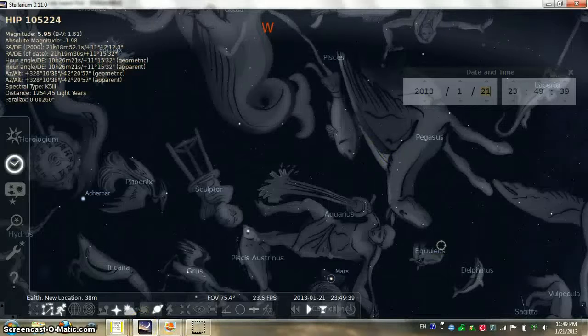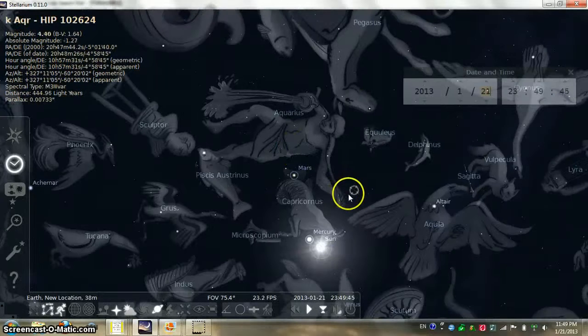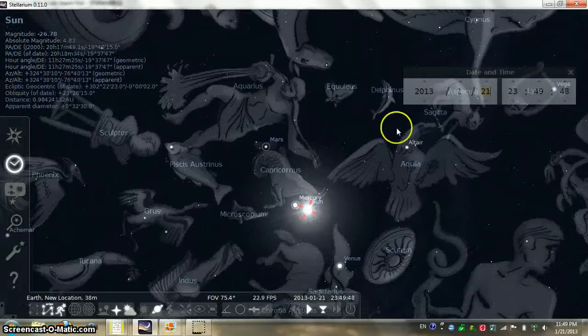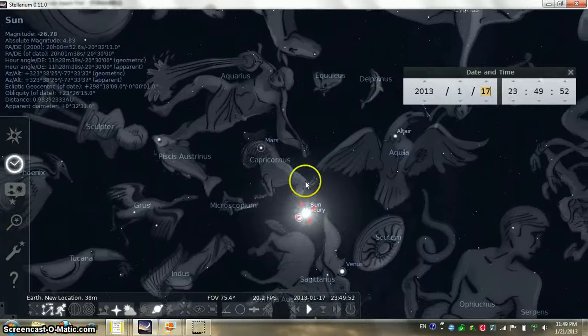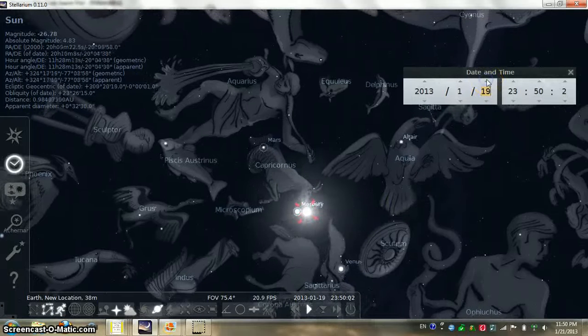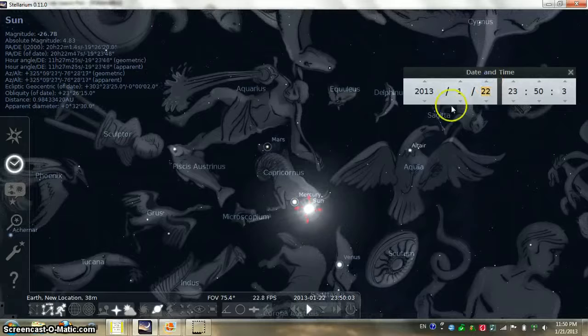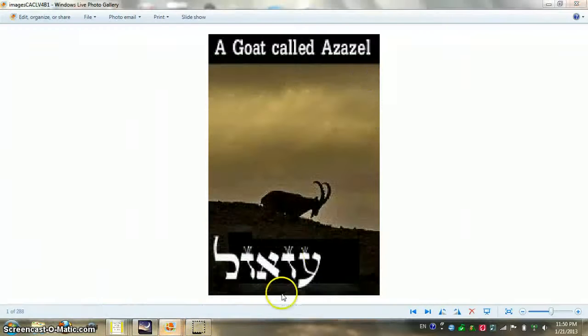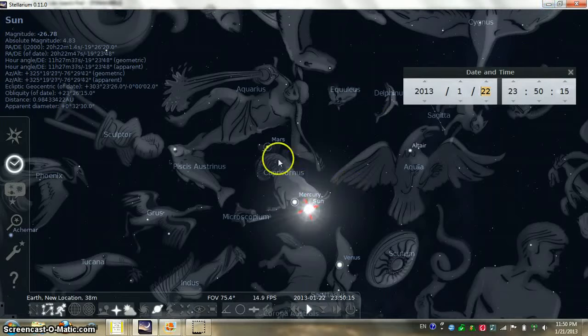in Stellarium. I was looking at today and what was going on today, and I want you to look at where the sun is. Okay, here's the date, the 21st. Let me just back it up so you can see. This is Capricorn, all right, and that is a goat. It's also known as Azazel, which is a demon. This is where the sun was during the inauguration. Okay, in the goat. A goat called Azazel, and that's here. This is where the sun was.